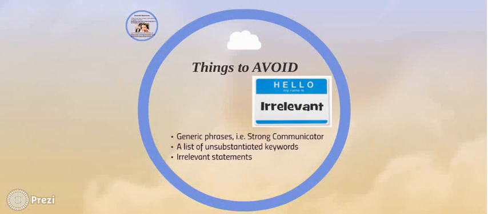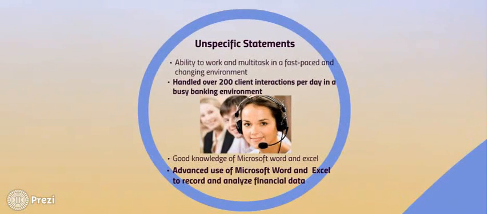Avoid generic phrases that don't have specific examples. Strong communicator is too generic. Show how you demonstrated this skill instead. Irrelevant statements should be avoided. Instead, create statements that relate to the job posting. Here are two examples of unspecific statements and edits of them that make them effective.